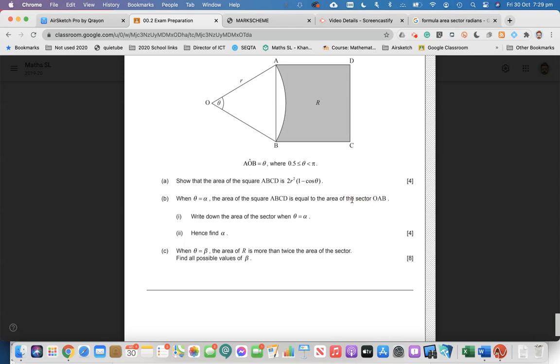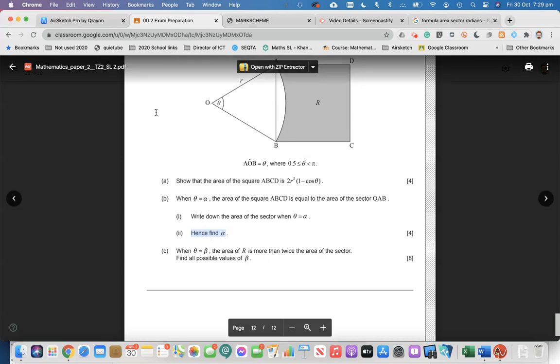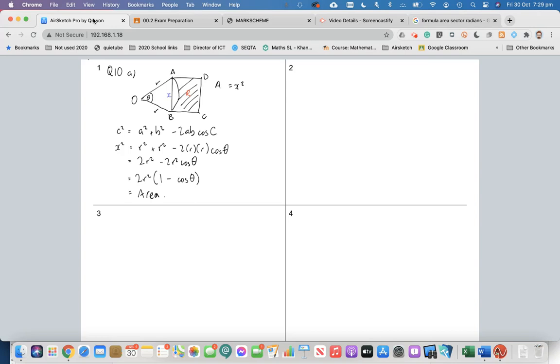Okay, that's fine as well, because I have a formula for the area of a sector. So I think I'm okay with this. I just need to translate this into an equation, because it says write down the area of the sector when theta equals alpha. Okay, I can do that. And then I need to find the value of alpha. And that's the tricky bit, but it just uses a GDC technique that you need to remember to use as often as you can get away with it. So let's go with part B here.